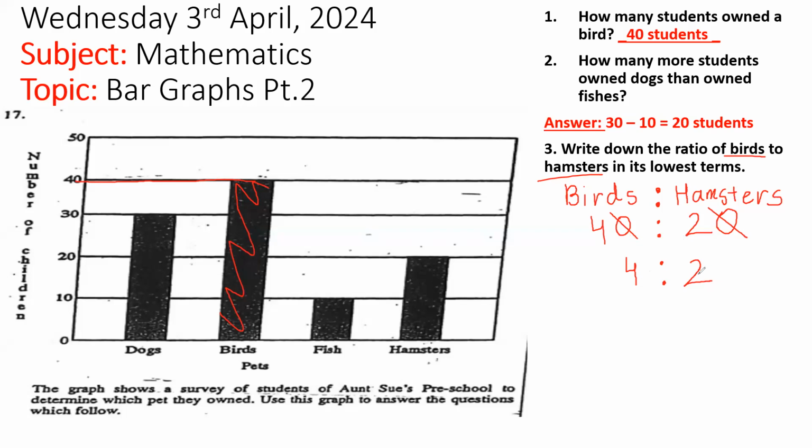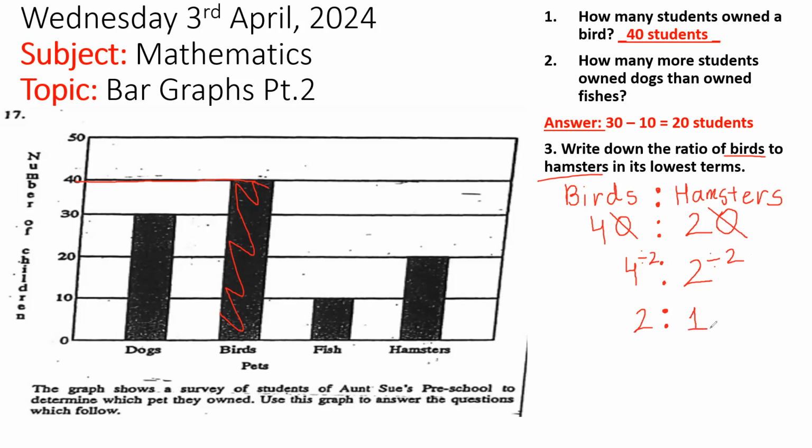What do we have to do with this ratio? Divide both sides by 2. Very good. What is 4 divided by 2? That's going to be 2. Very good. And then what is 2 divided by 2? It's going to be 1. 2 divided by 2 is 1.